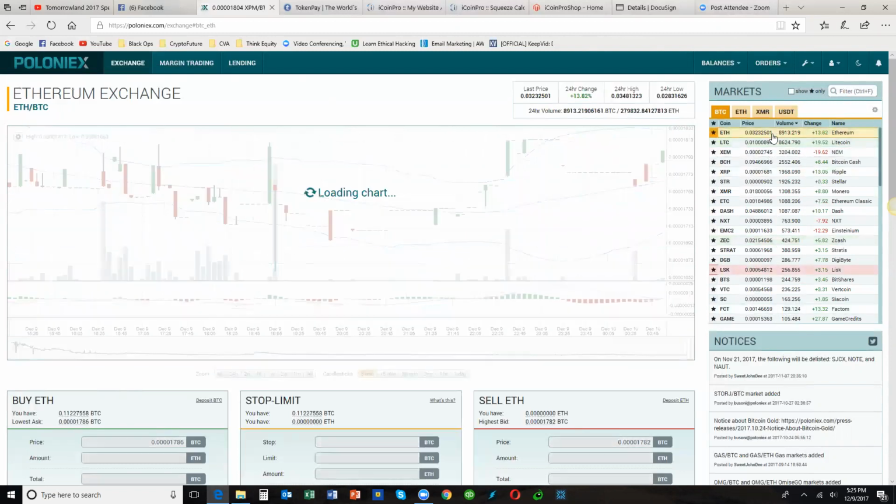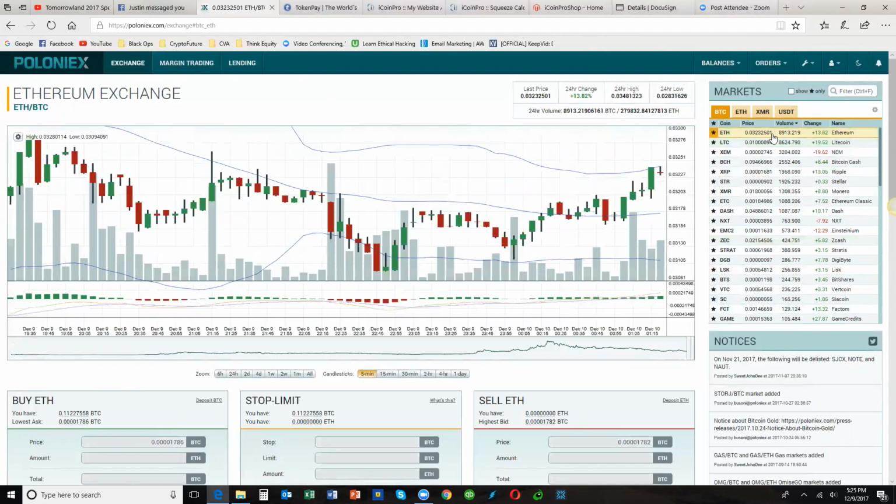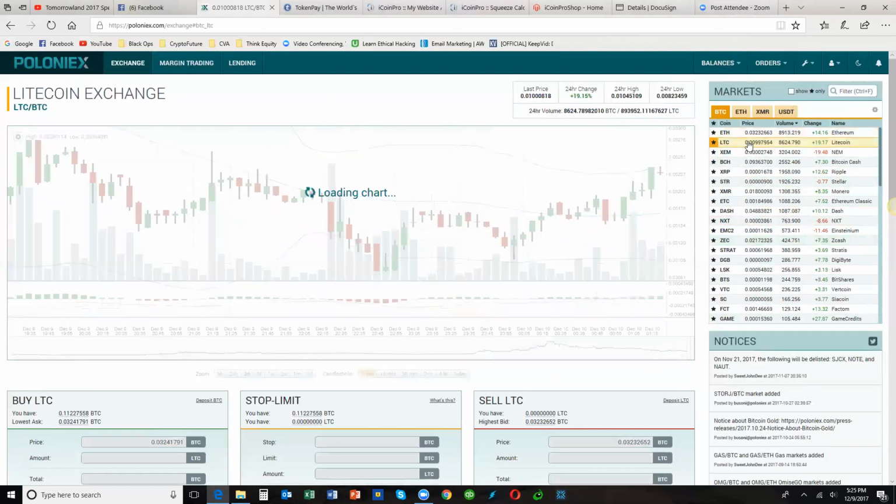So I tend to stay with the coins up top that have at least 1,000 Bitcoins and above in volume. That way, if I see a good trading opportunity, I won't be stuck for 2 days waiting for that trade to execute while other trade opportunities are happening. So I'll usually start at the top. Right here, Ethereum, there's just a dip. We missed the dip. I'll go to Litecoin.